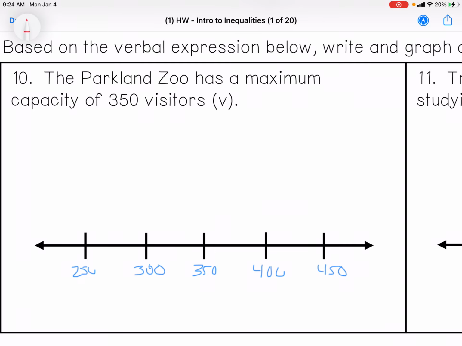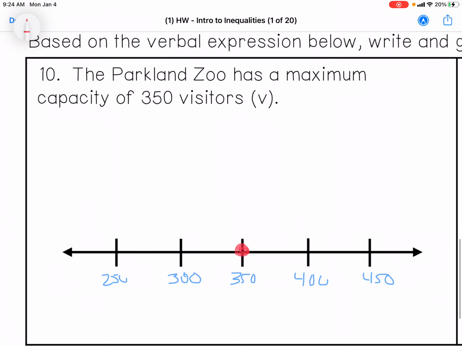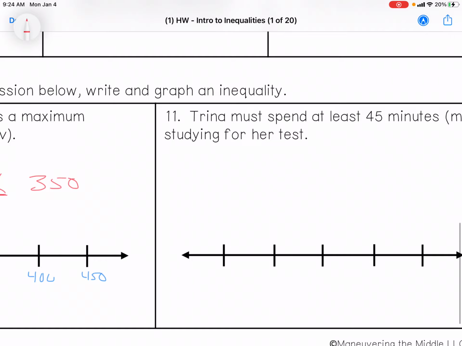Has a maximum cap of 350. So can there be 350 people in the park? Yes, there just can't be any more. So it can be equal to. Is it greater than 350? Can there be more than 350? No, it has to be less than or equal to 350. Less than is left.